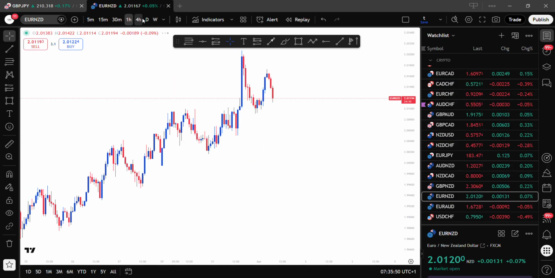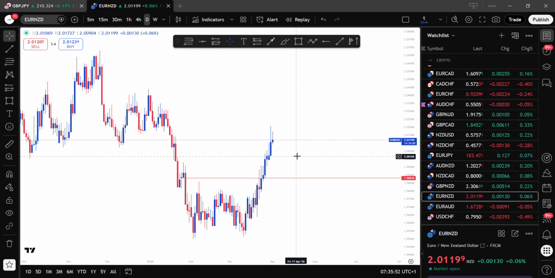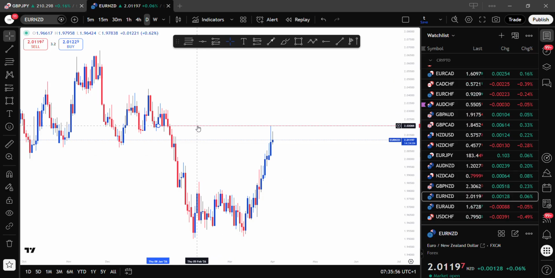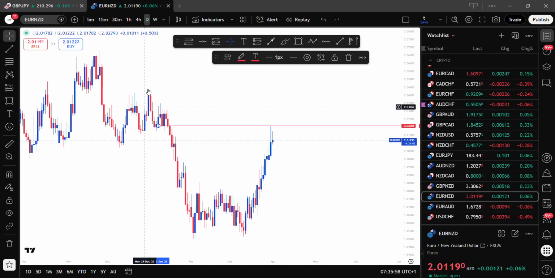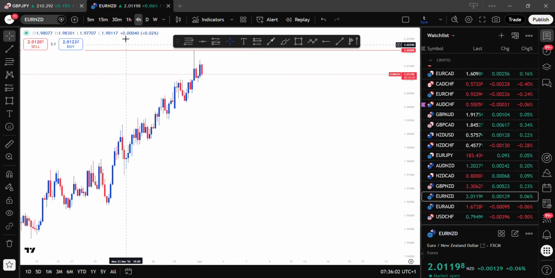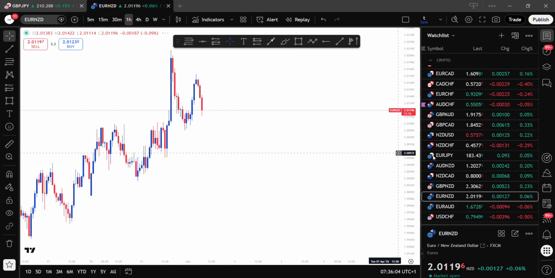On Euro NZD daily time frame, you can see market has broken out of this point already. So let's watch out for this. If it stops here, then we should start selling from there. But on 4 hours, let's see what's happening. More buys are happening. On 1 hour as well, more buys are still happening, but no entry.